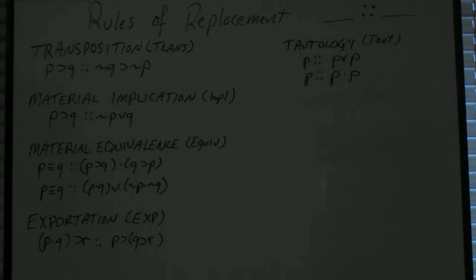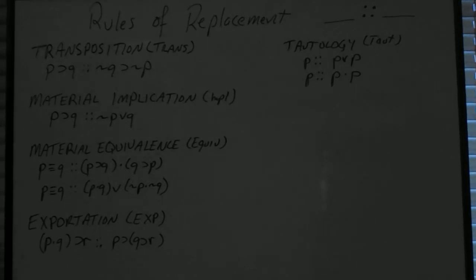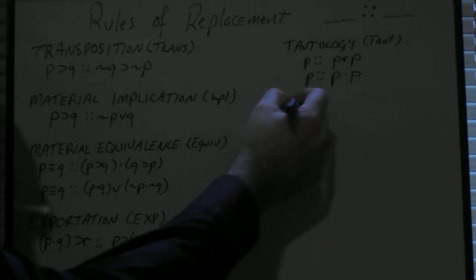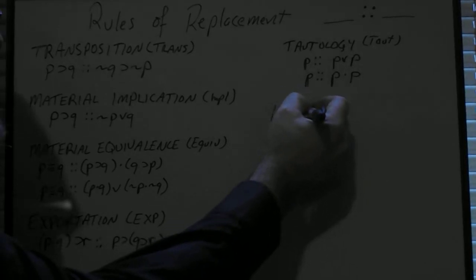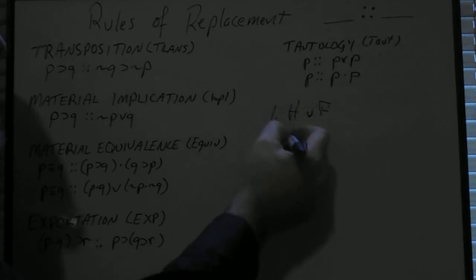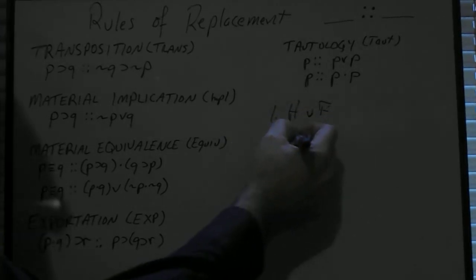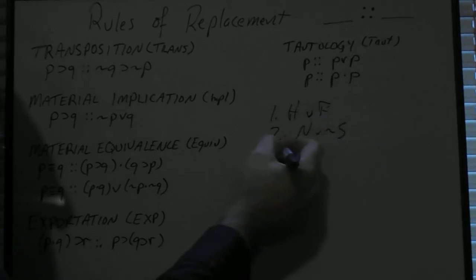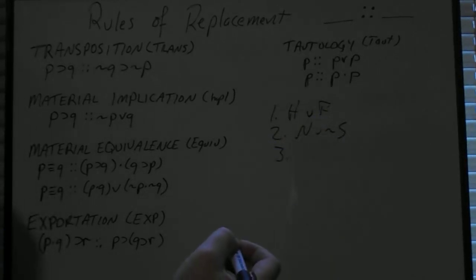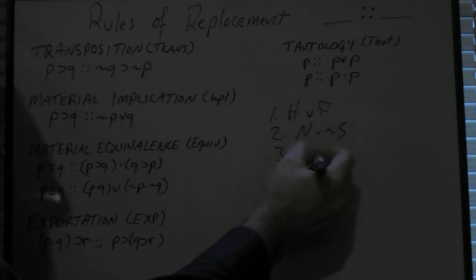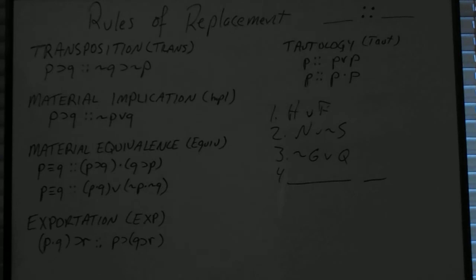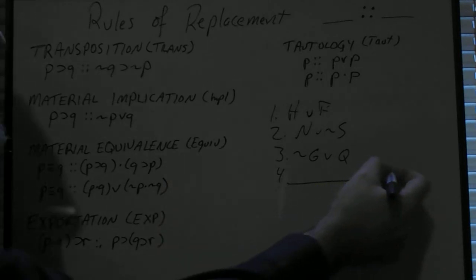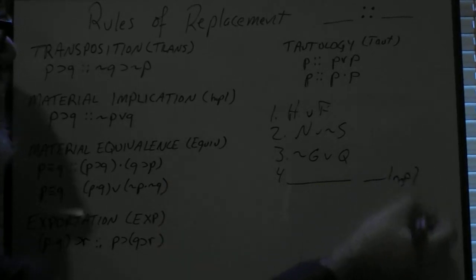And so at 7.4 section 1, which in my book is on 429, we have our first problem, which is H or F, in or not S, not G or Q, And then line 4, we're supposed to figure out what we can draw from that, and they want us to use impl, which is material implication.